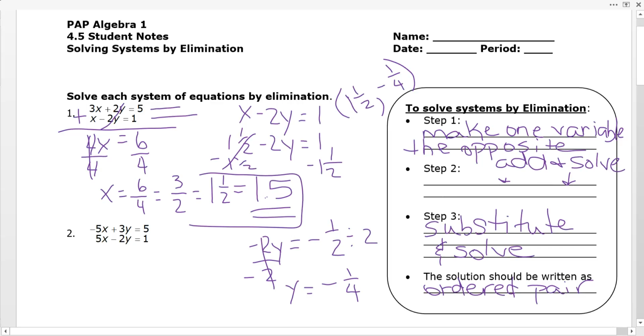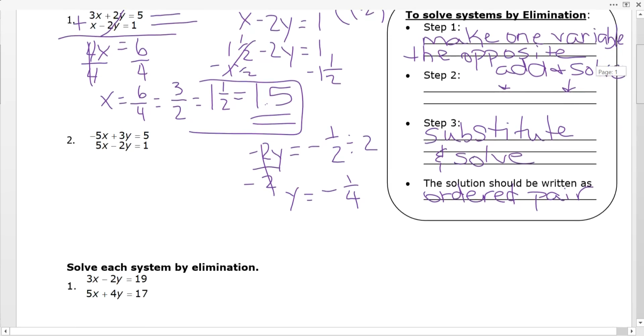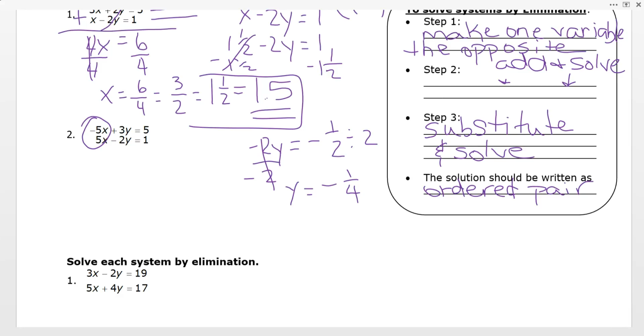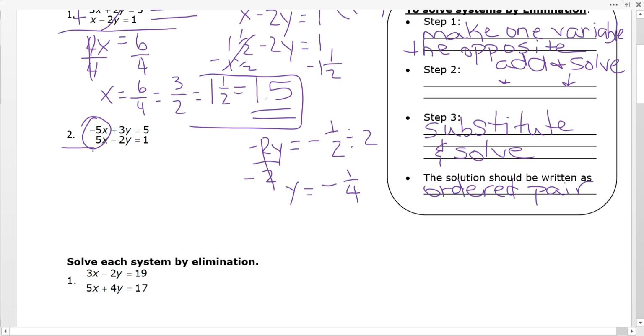So let's try number 2. Already I have a negative, and this is something to look for and go, ooh, elimination will work really good. If I have the same coefficient in front of the variable, that means it's going to be easy for me to add because negative 5x plus 5x is 0. 3y minus 2y is y. 5 plus 1 is 6.